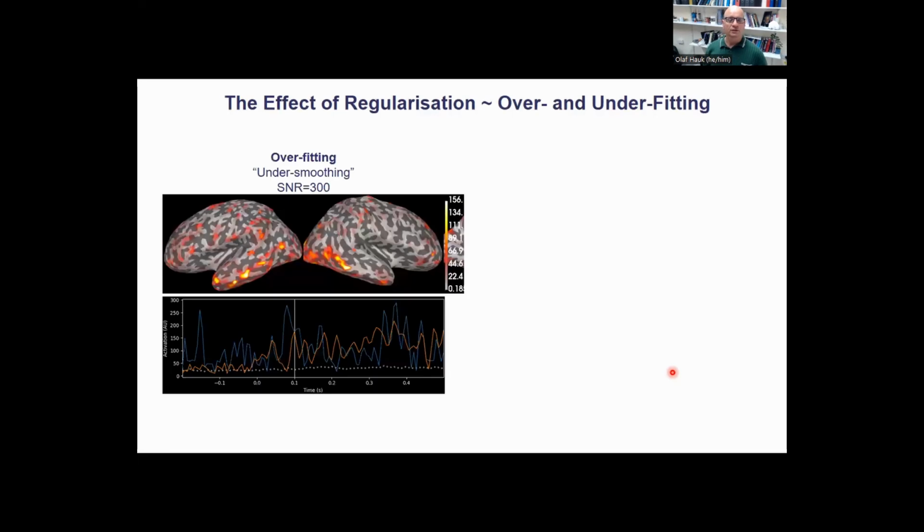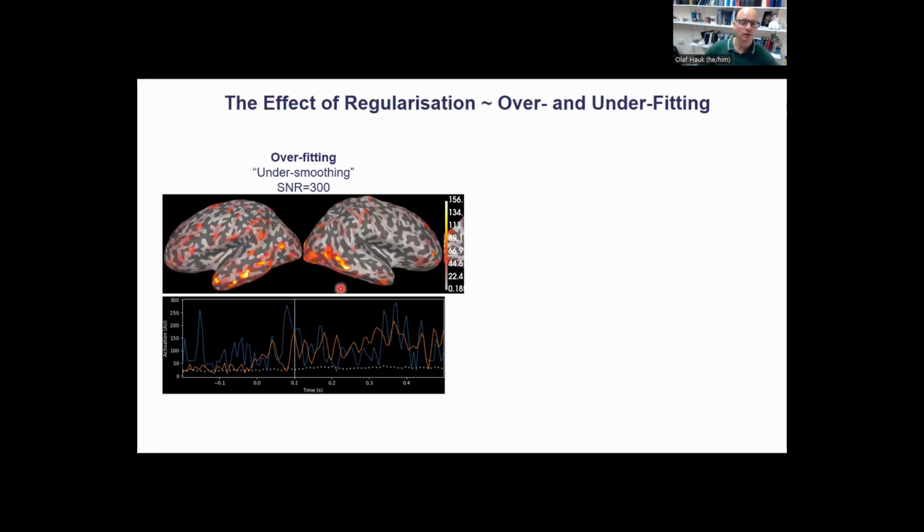So in order to really illustrate the dangers of overfitting, I chose a ridiculous signal-to-noise ratio of 300. And in this case, we see a very speckled source estimate here. It's even in both hemispheres across the temporal lobes here. So you just see a little bit here, a little bit there.